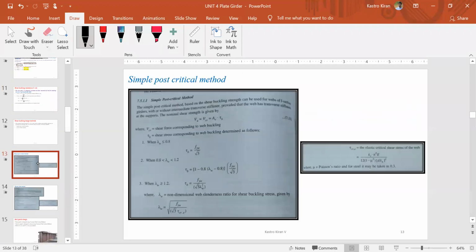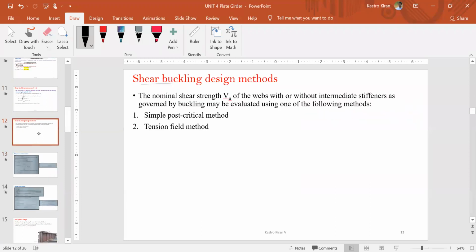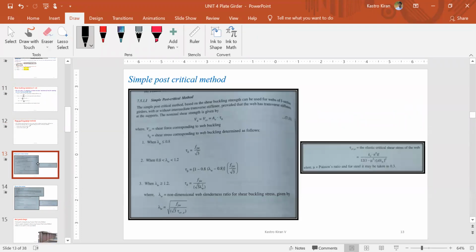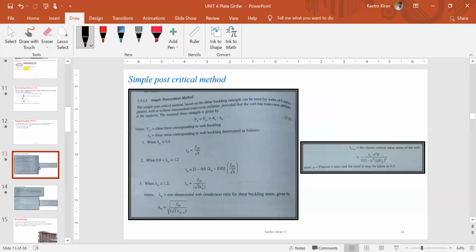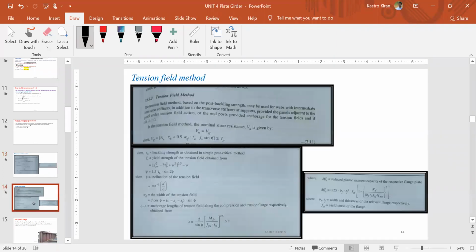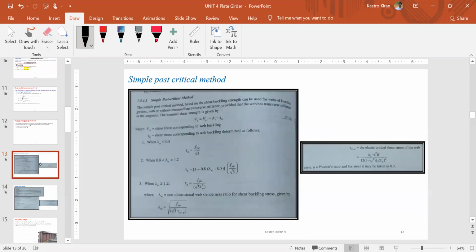Yeah, so here you have it. In order to find out the shear buckling design, you have two methods. One is the simple post critical method and the second is the tension field coefficient method. If it is the simple post critical method, you have to use this one. If it is the tension field coefficient method, you have to use this category. In our question, they haven't said which method to use. Nothing is specified. When nothing is specified, go for the selection of the simple post critical method.